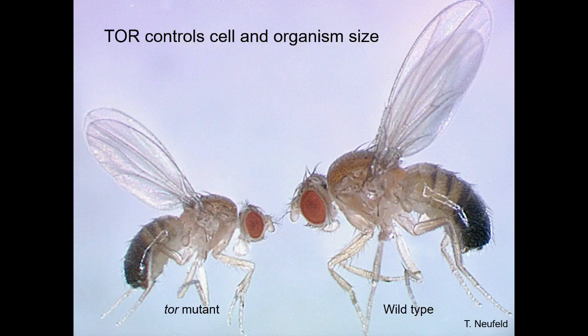And what he found was that this fly has more or less the normal number of cells, but each individual cell is smaller to give rise to this smaller but perfectly proportioned fly. And the conclusion then is, of course, that TOR controls not only cell size, but thereby controls size of tissues and ultimately size of the whole animal.